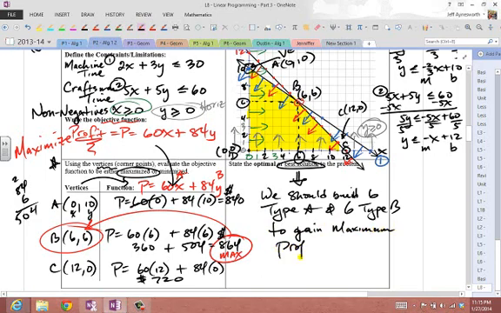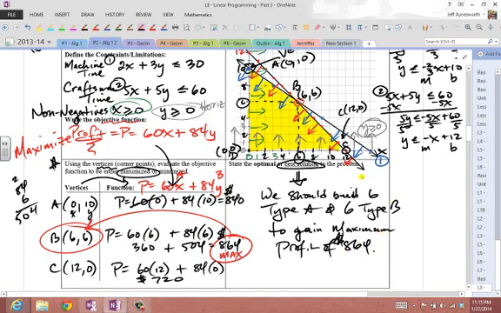Profit of $864. If we do that, we'll get max profit. If we do anything else, we get less profit. And you can test it. You can pick any solution in here you want in the yellow area. Test it in your profit function, and it will be less than 864.